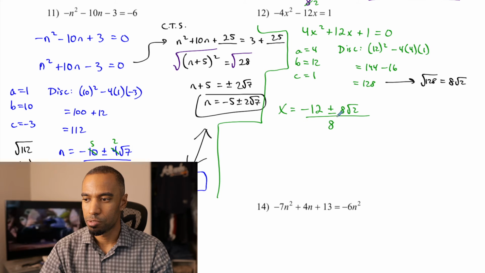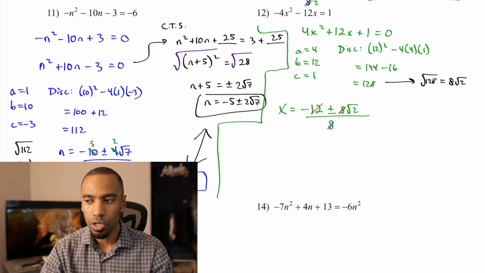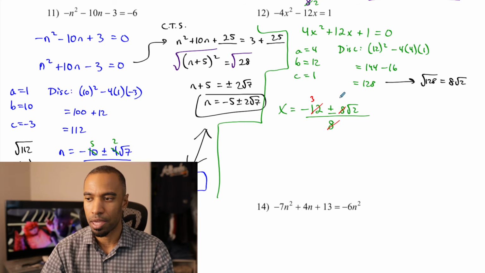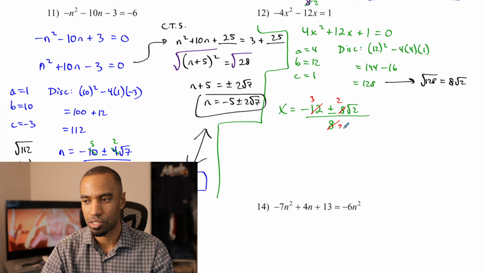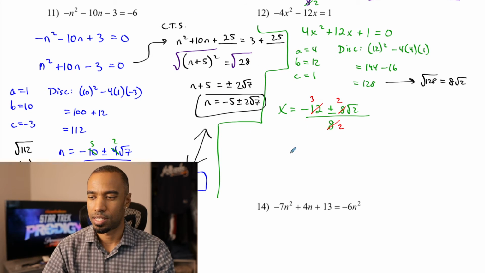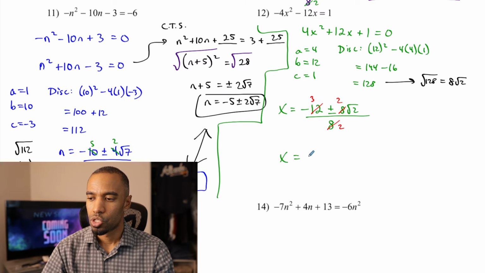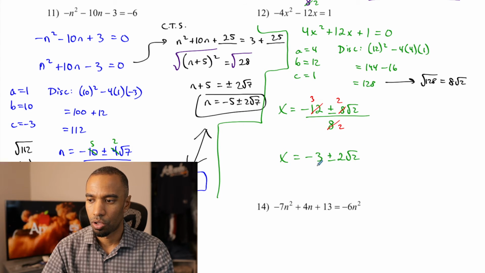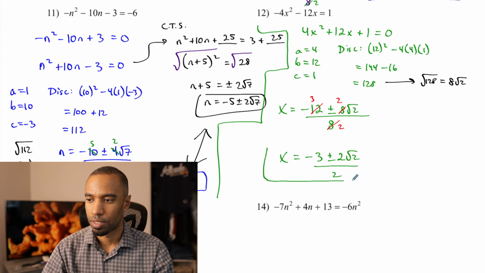I can divide all these things by 4 if I'm going to reduce fractions. And you know what? Fraction reduction is not a thing that happens all the time. I wanted my students to practice this so much, divide these by 4, divide these by 4, that you really get into that comfort zone of doing it. So x equals -3 plus or minus 2 root 2 all over 2, like that.